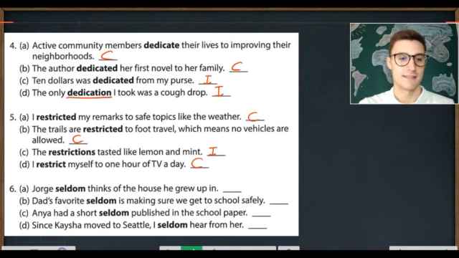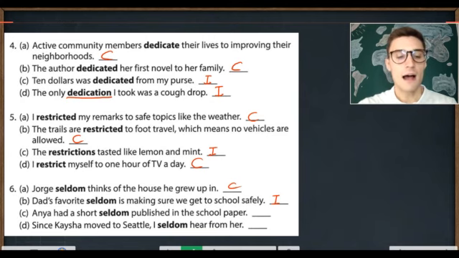Number 6. A. George seldom thinks of the house he grew up in. He seldom thinks of it. He does not think of it often. Is that correct? Yes. B. Dad's favorite seldom is making sure we get to school safely. Incorrect. It's just used incorrectly.